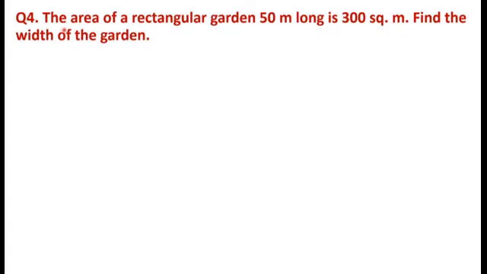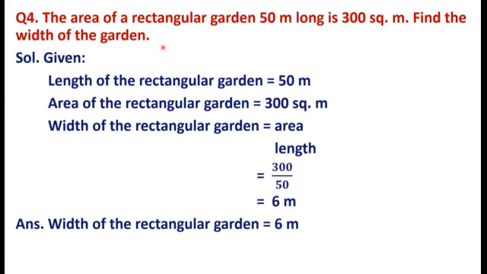Now question number 4, the area of a rectangular garden 50 meter long is 300 square meter. Find the width of the garden. So let us write first of all what is given. Length of the rectangular garden is given 50 meter and area is given 300 square meter. So we have to find the width of the garden.